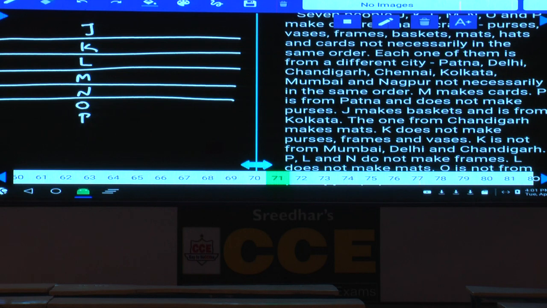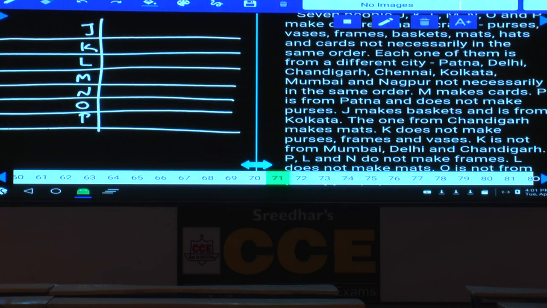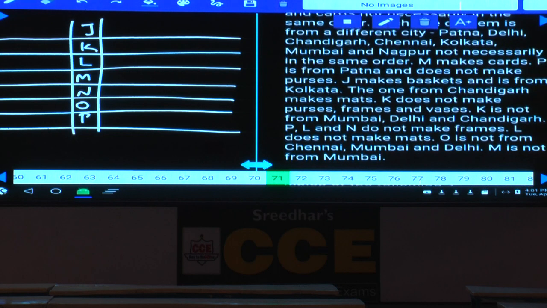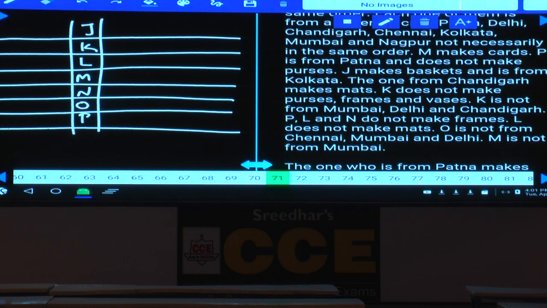And they are from different cities as well. Then coming to condition number one. Each one of them is from a different city, and the first condition is that M makes cards. Information is clearly given about this M. Now this M is making cards, hence write down cards. M makes cards, isn't it? After this, what is the other information given here?